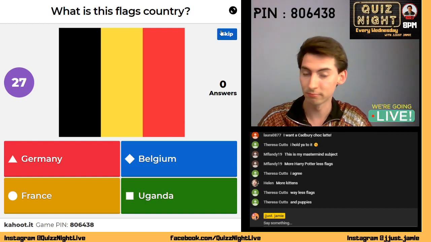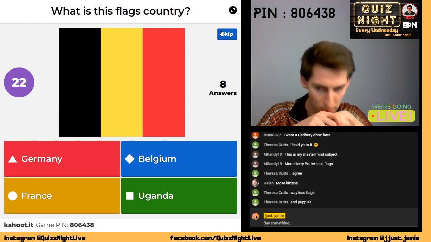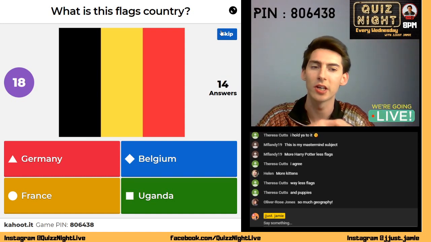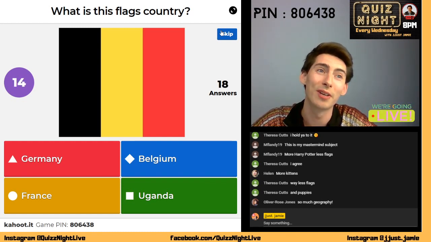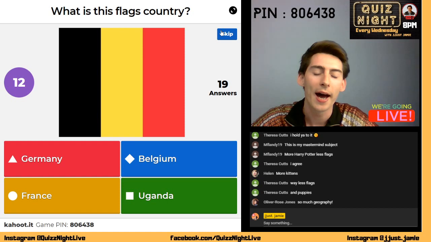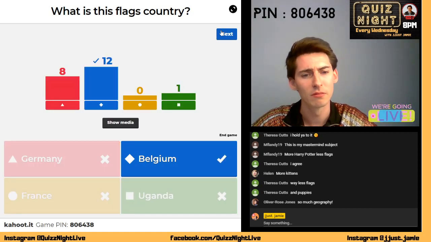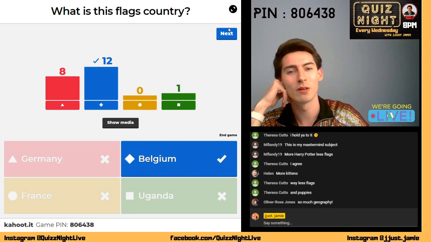Does anyone know? Black, yellow and red. It looks French to me. Maybe? No, Uganda. So much geography. There's not really that much geography, really. And the reason this is because I'm struggling with rounds. I need help. And puppies. Less flags and puppies. There are puppies coming up, kind of. Not really. It was Belgium. Well done to 12 of you. Let's have a look.